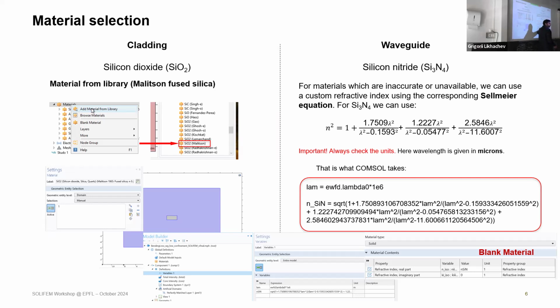So for silicon nitride, I didn't add it from the COMSOL library. I just added a blank material, and under the property, I added the variable refractive index of silicon nitride, which is defined under the component definition variables. You can see the whole Sellmeier expression is added, and this variable is then inputted here. That's how the whole thing is set up. Any questions so far? It's fine.